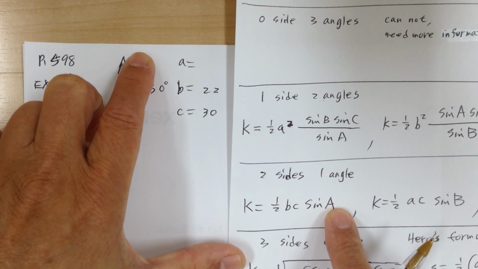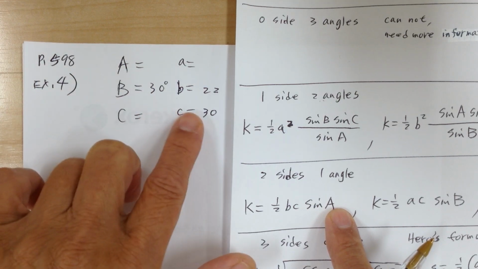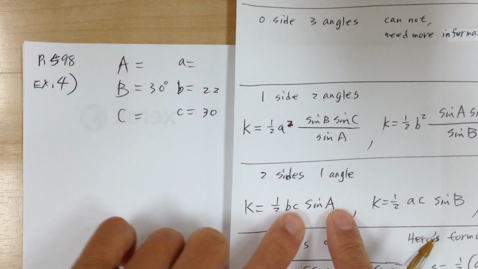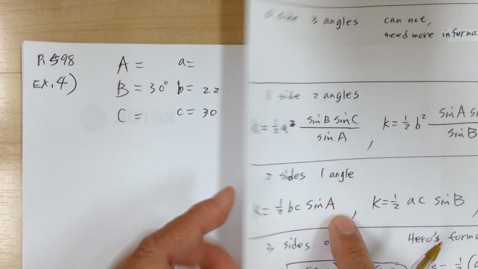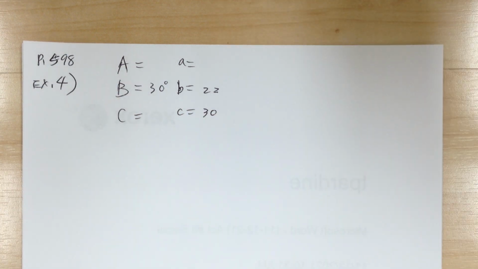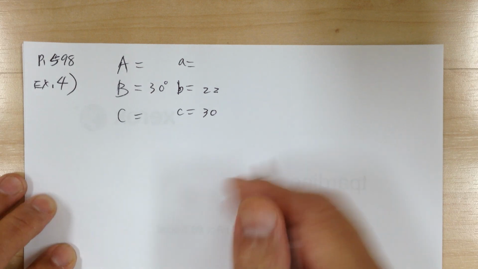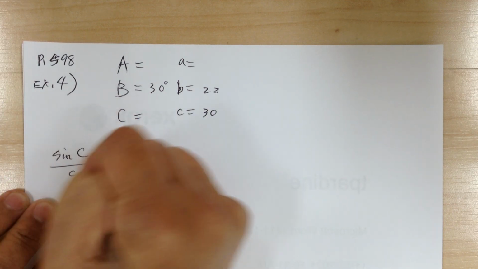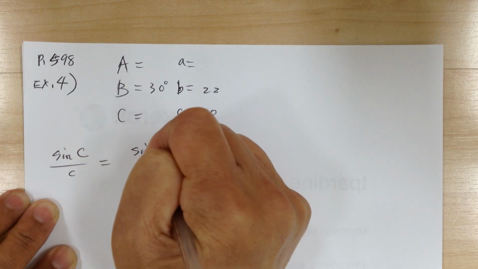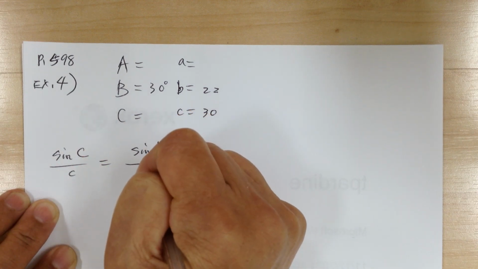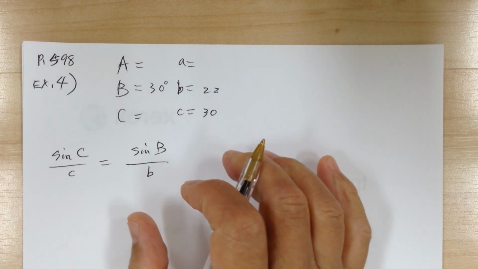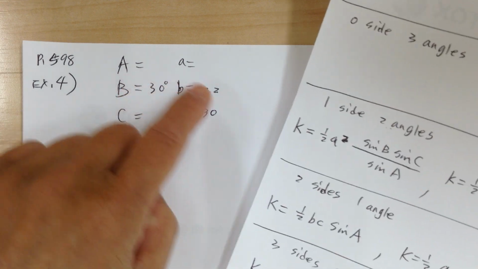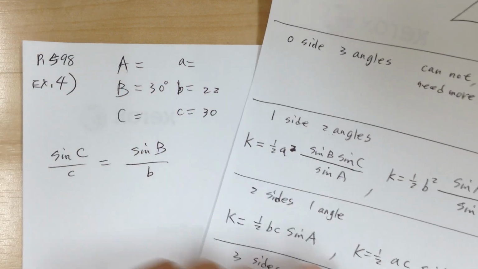So what we need to do is use the law of sines to find this angle, then we can find this angle, and then we can use this formula. So that's going to give sine C over c equals sine B over b. Sometimes if you don't have enough information, you have to do additional work to get enough to use the formula.